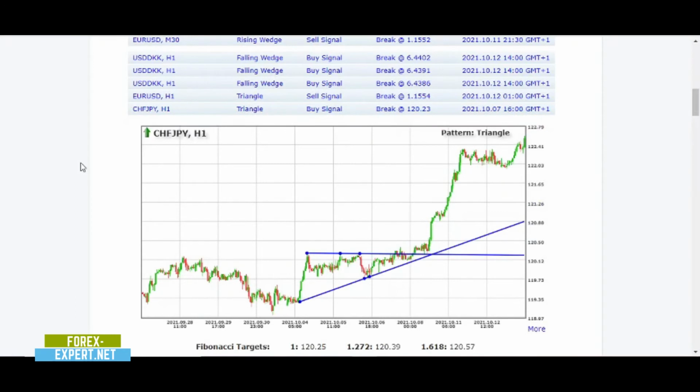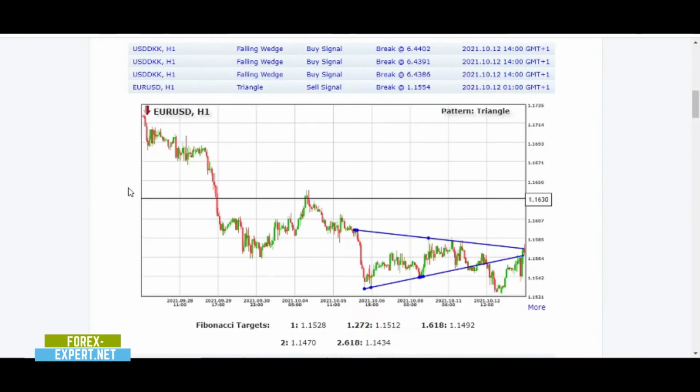On this recent Japanese yen trade, we have a triangle buy signal, break at 120.23. Price action looks like we got an accumulation zone here between 19.35 and 20.18. The price then broke through the line, retested a little bit, and started to go up, reaching 122.47. I traded around 200 pips, so another good trade. Let's jump to the EURUSD.